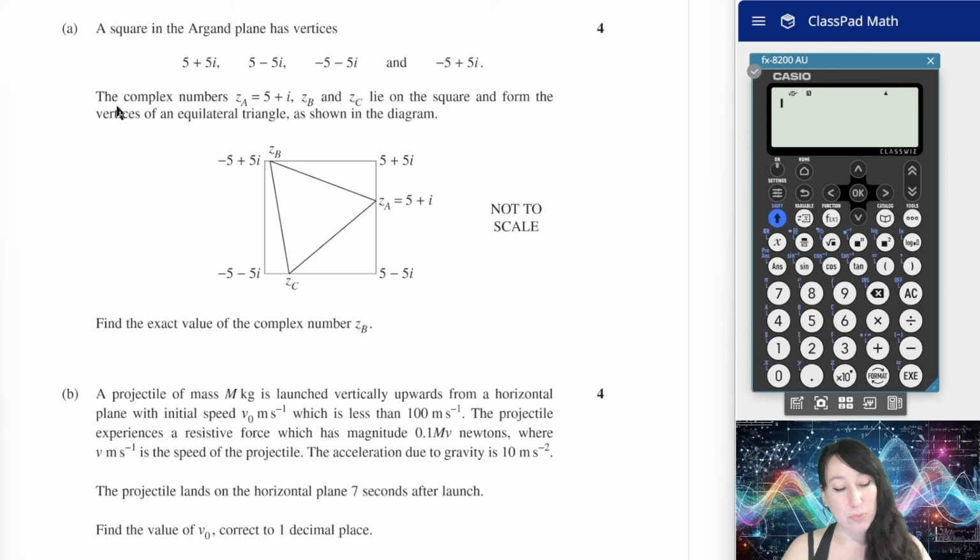16b. A projectile of mass m kilograms is launched vertically from a horizontal plane with initial speed v0 meters per second, which is less than 100 meters per second. The projectile experiences a resistive force which has a magnitude of 0.1 mv newtons, where v in meters per second is the speed of the projectile. The acceleration due to gravity is 10 meters per second squared. The projectile lands on the horizontal plane 7 seconds after launch. Find the value of v0, correct to 1 decimal place.